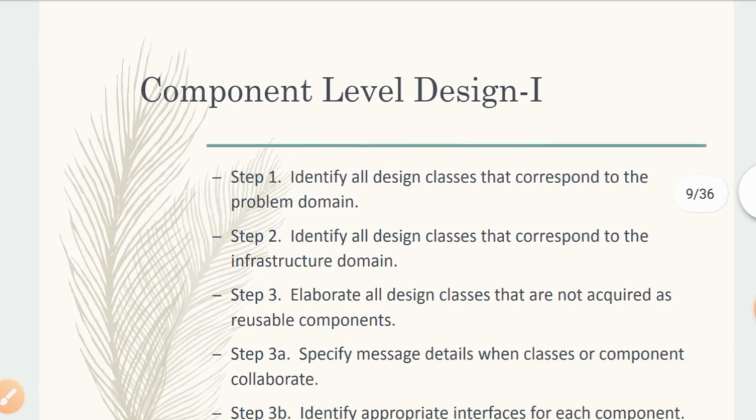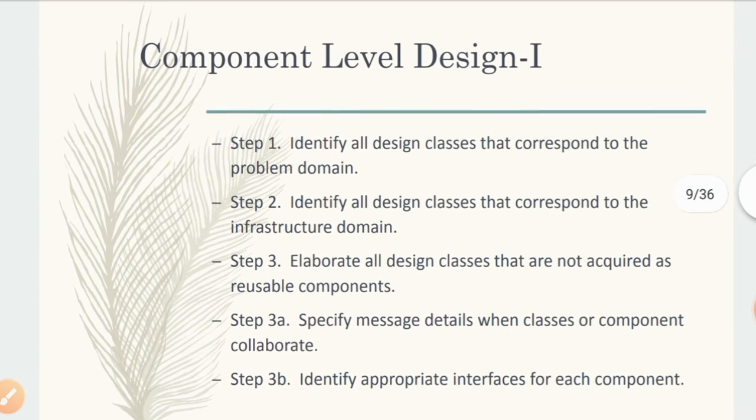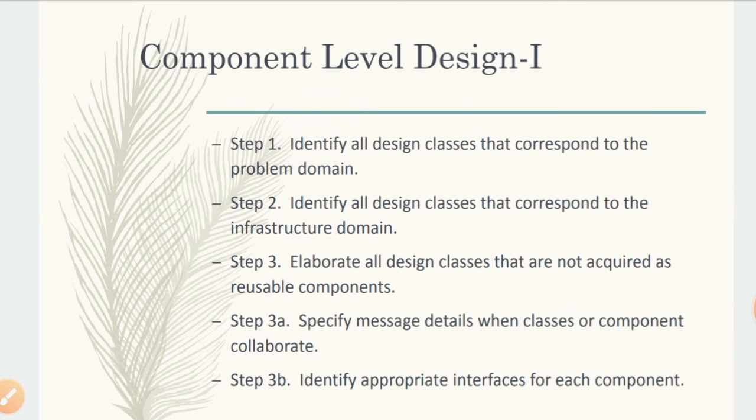Now the next one is component level design. We will see the component level design. The design takes place in a number of steps. The first one is to identify all design classes that correspond to the problem domain. So here, if we take the printing system, what are the design concepts or classes? The classes are the print job or compute job. So these are the classes.